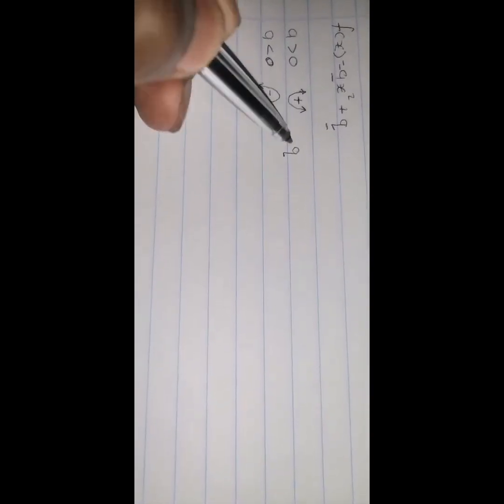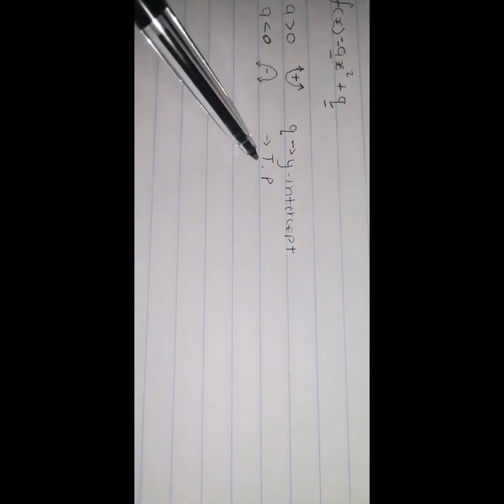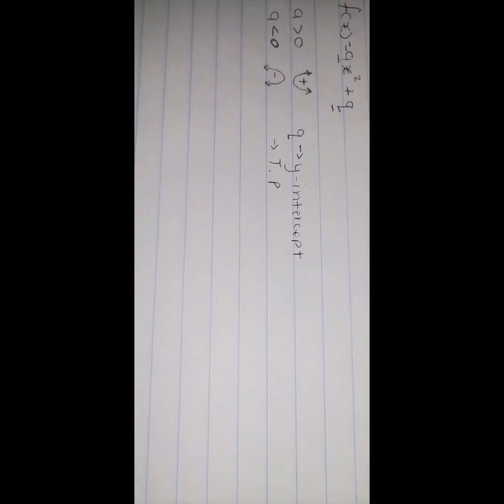Q, it is our y-intercept in this case. Q, it is our y-intercept, and it also acts as a turning point when we're given a function in this form. It also acts as our turning point. I will show you in a short space of time.